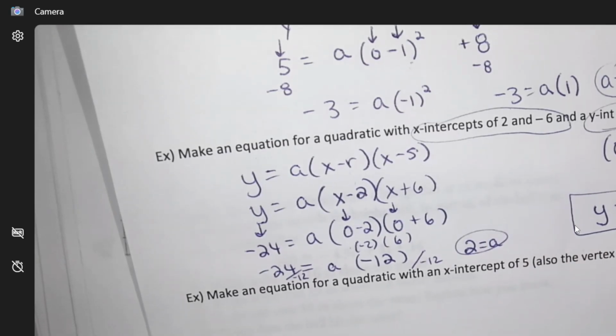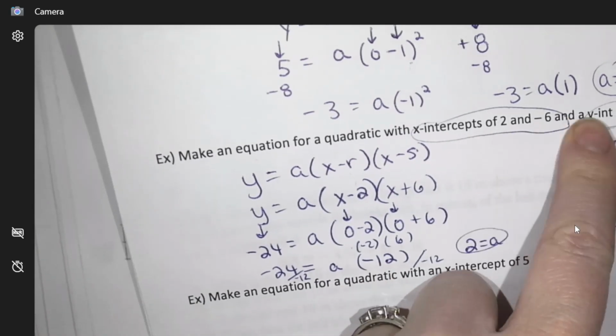Now I can also type that into my calculator if I wanted to and check to see if it matched all these things happening.